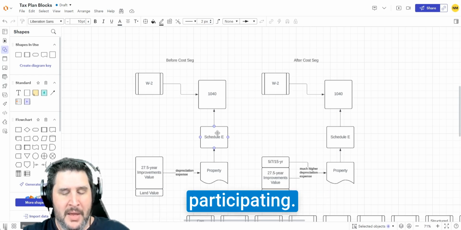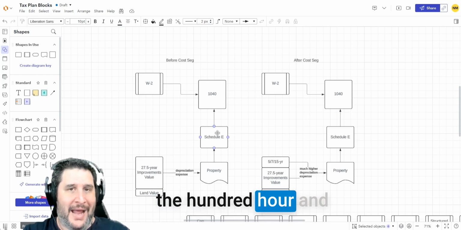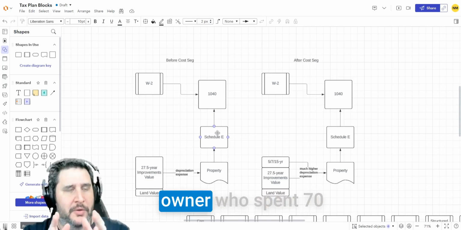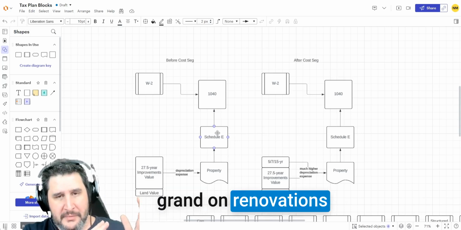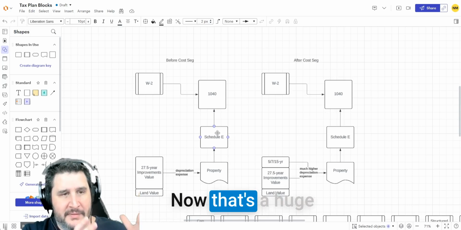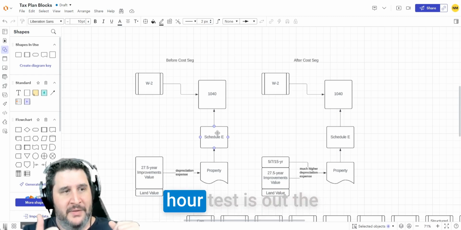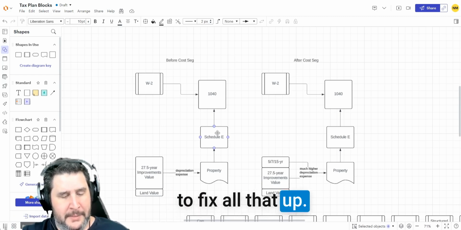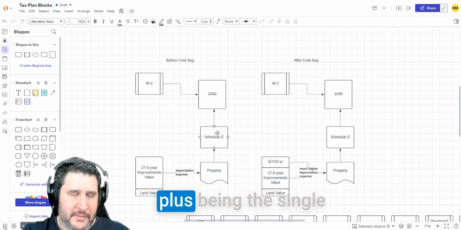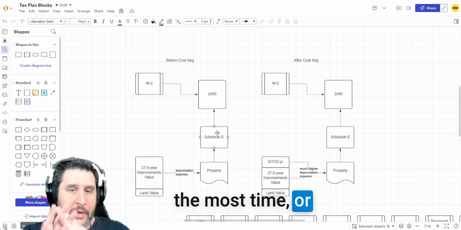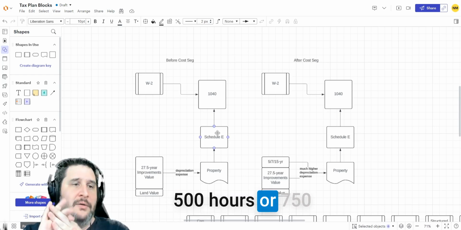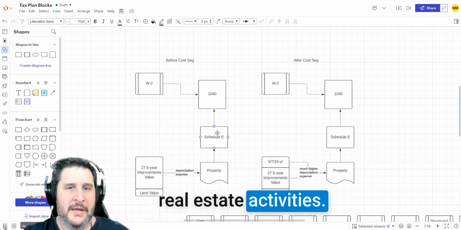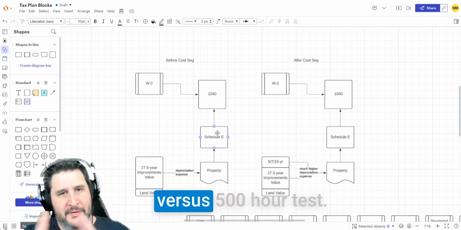If you cannot satisfy the 100-hour and the spending the most time, which a lot of owners, like we had one owner who spent 70 grand on renovations in the past year. Now, that's a huge deduction, but that means that 100-hour test is out the window, because the guys who were doing the work there spent more time than it took to fix all that up. So 100 hours plus being the single individual who spends the most time, or 500 hours, or 750 amongst all real estate activities and 50% of your time amongst real estate activities. So people get confused by the 750 versus 500-hour test.